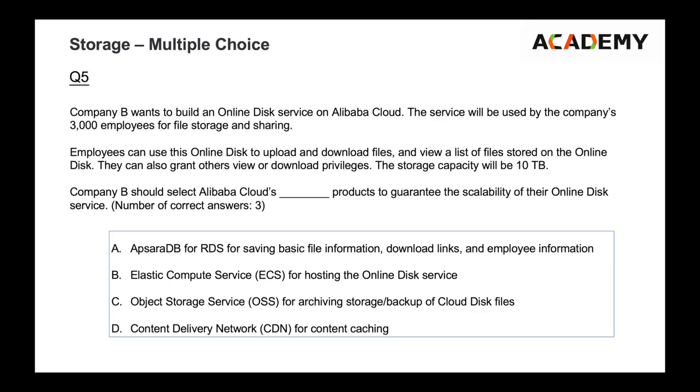Question 5, we have another multiple choice. Company B wants to build an online disk service. This is a very long question, so I'll just summarize. We'll just say that Company B is building essentially their own version of Dropbox. They want to have a cloud storage service that their 3,000 plus employees can use. It needs to have a capacity of about 10 terabytes.